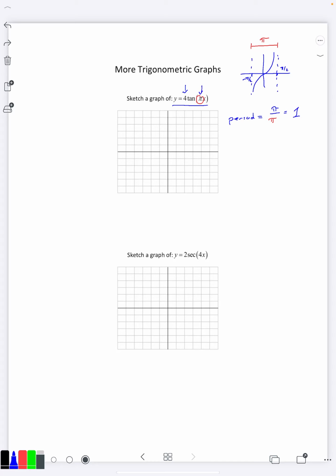Now, once you figured out the period, what you want to do is you want to go ahead and mark on your number line half of that period. So period is 1, half of that would be 1/2 right here. And you also want to do the negative of that. So we have negative 1/2. These are where your vertical asymptotes are going to be located.